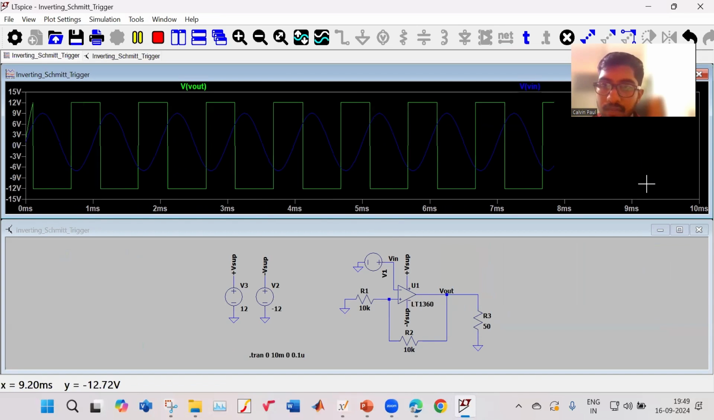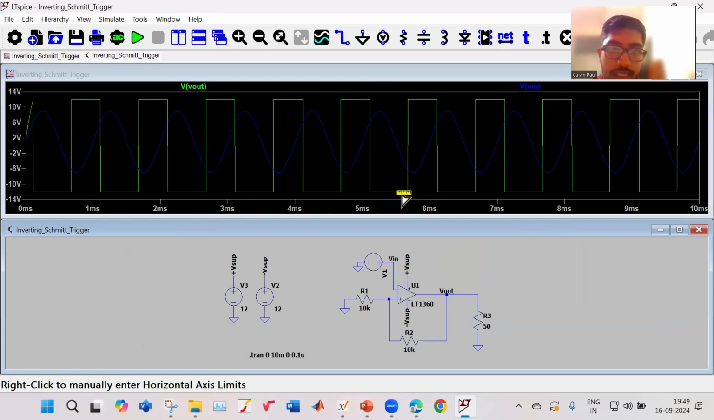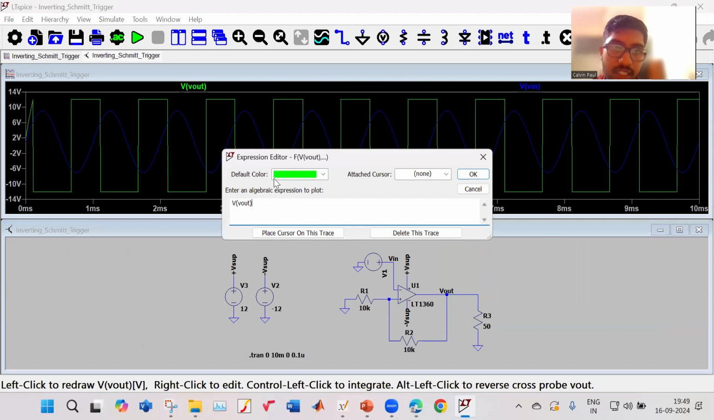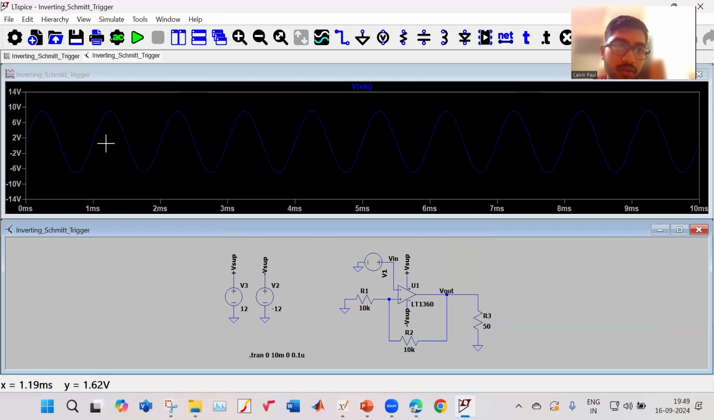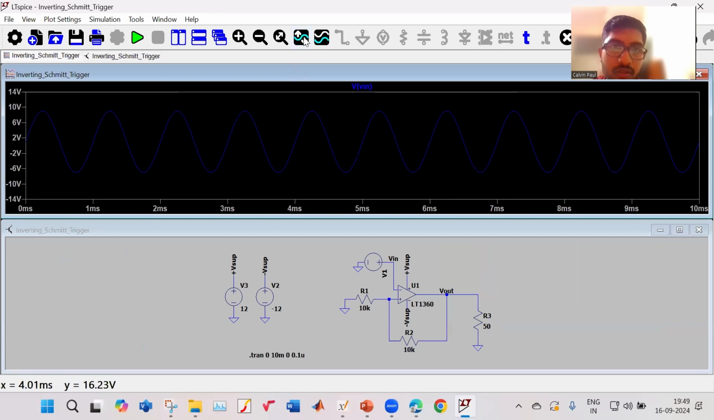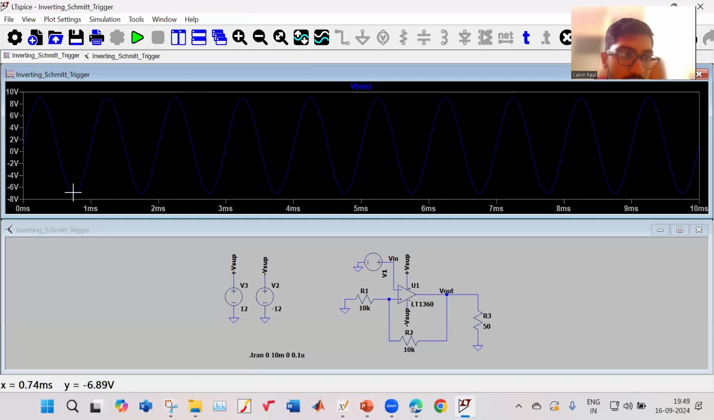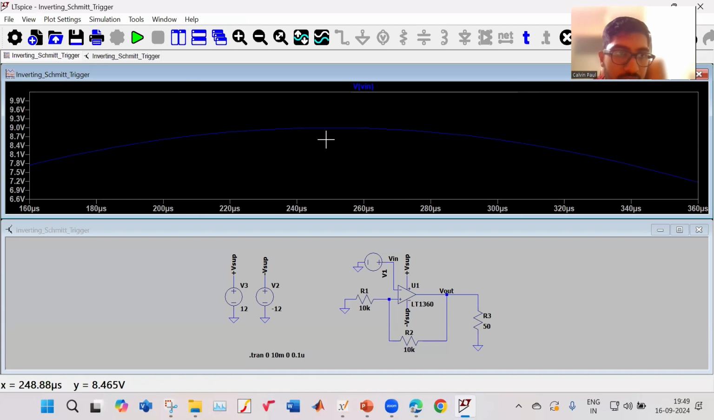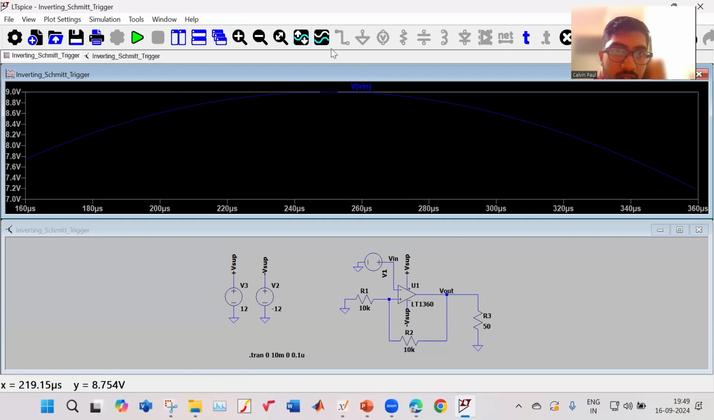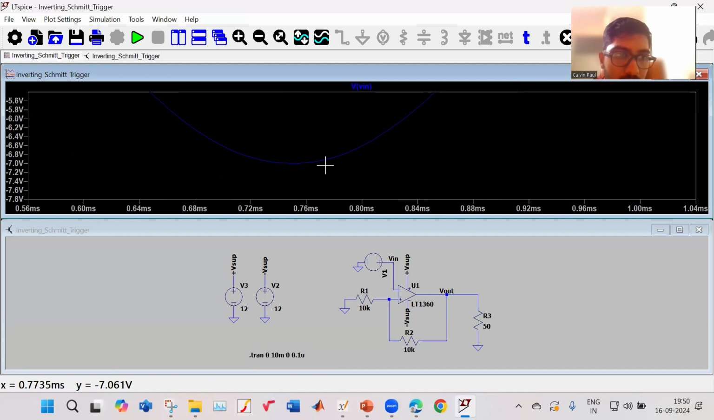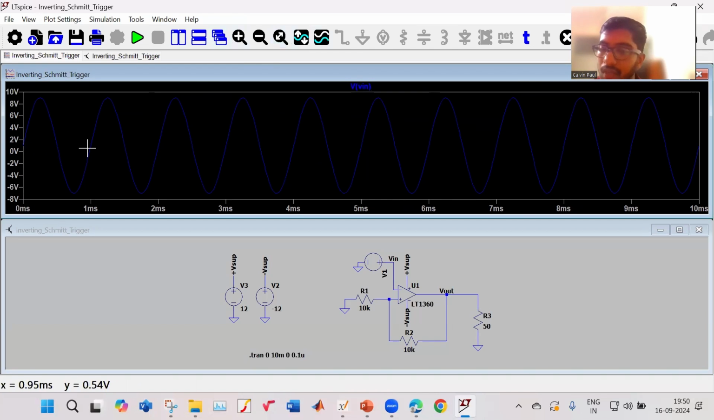So the green one is my output and the blue one is my input. Let us first see my input. It is going to a maximum of around 9 volt and a minimum of around minus 7 volt, so it has a DC offset of 1 volt. This is my input sine wave.